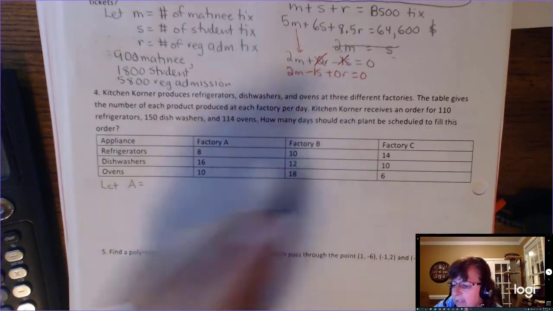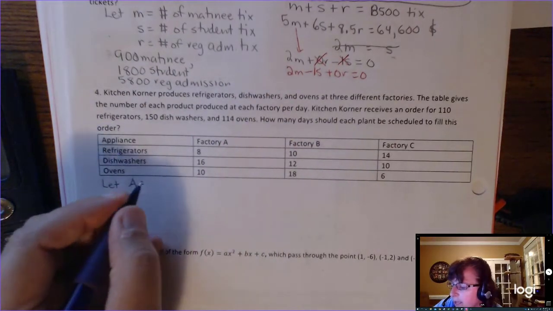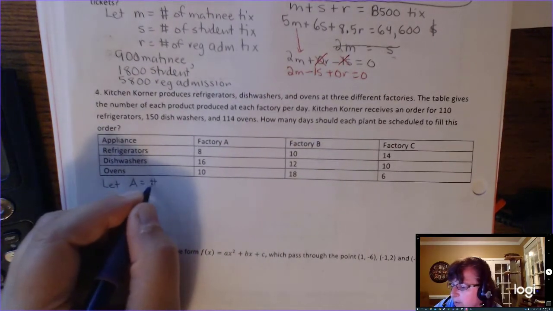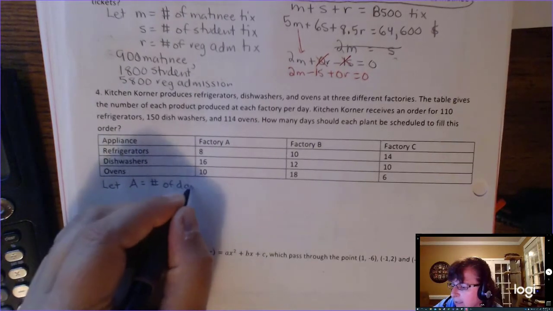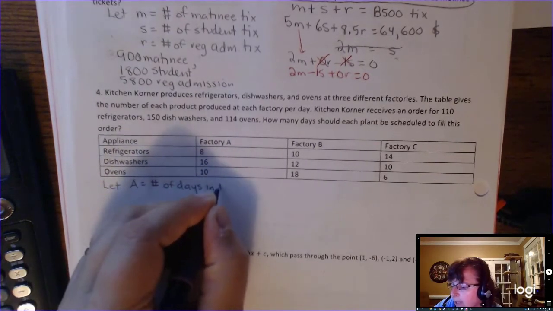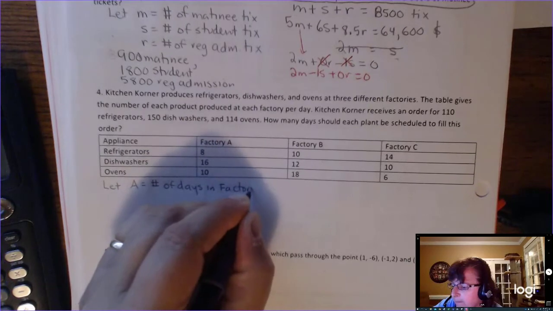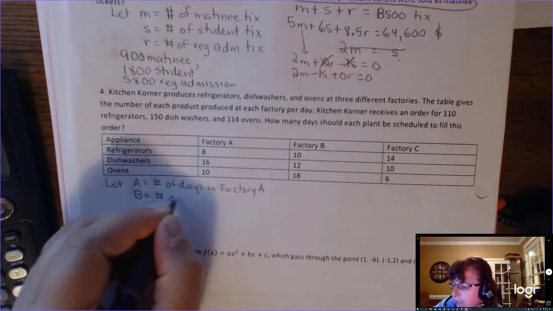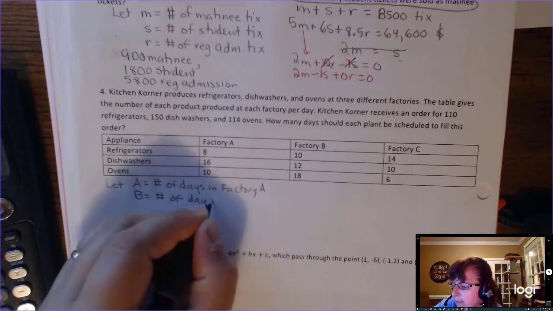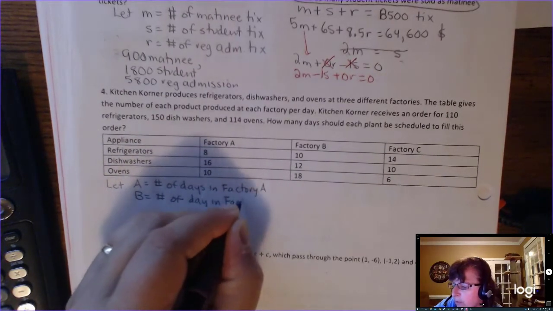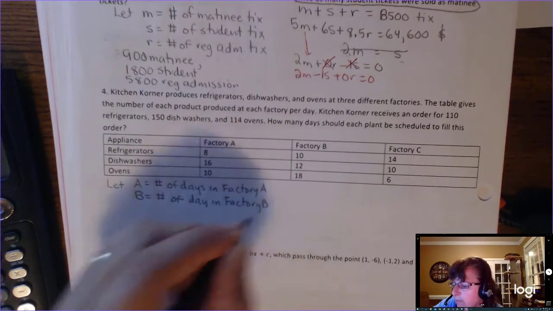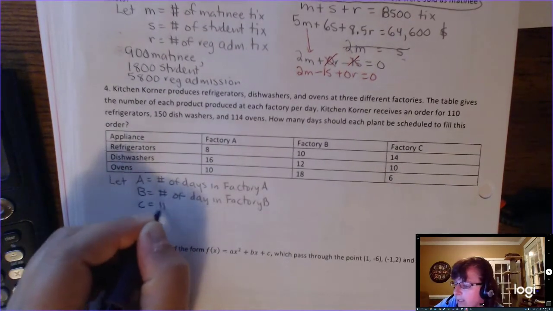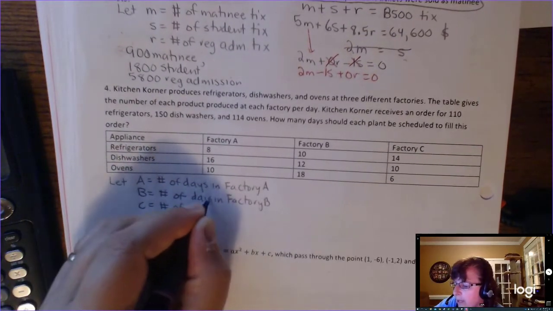days at each plant. So A is going to represent the number of days in factory A. All comes from the question. B is going to be the number of days in factory B. So I don't know how to do a problem when I read it instantaneously. That's not how that works.